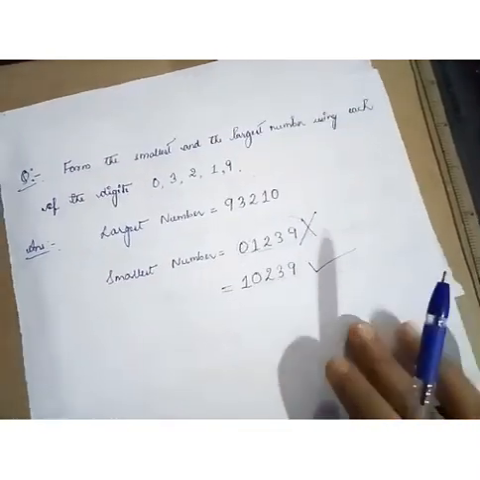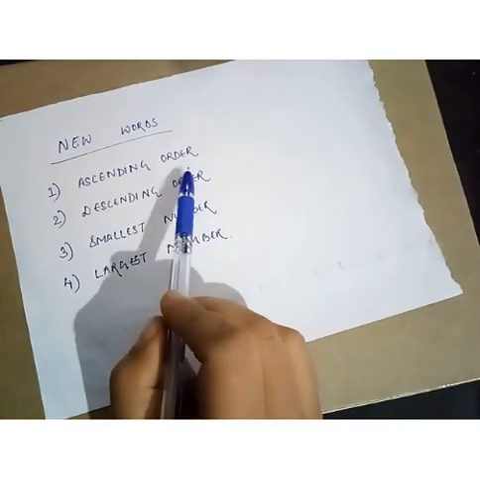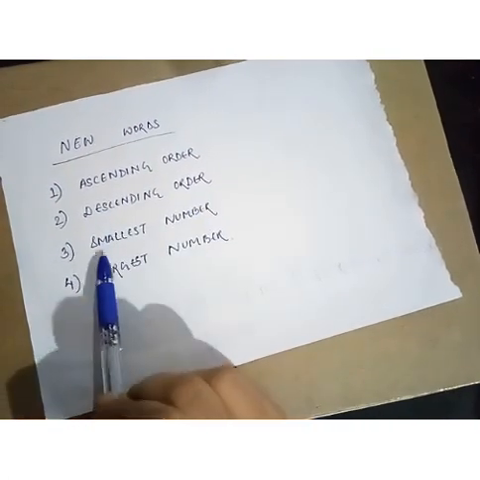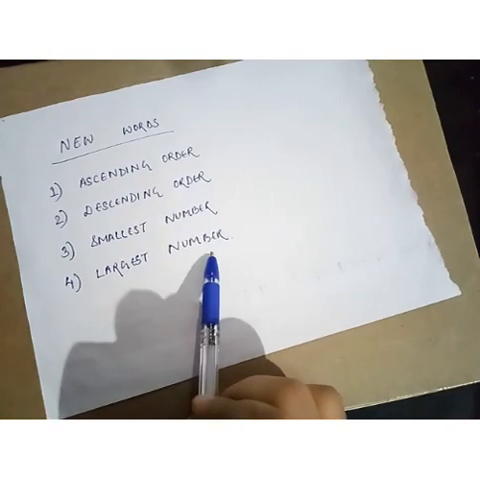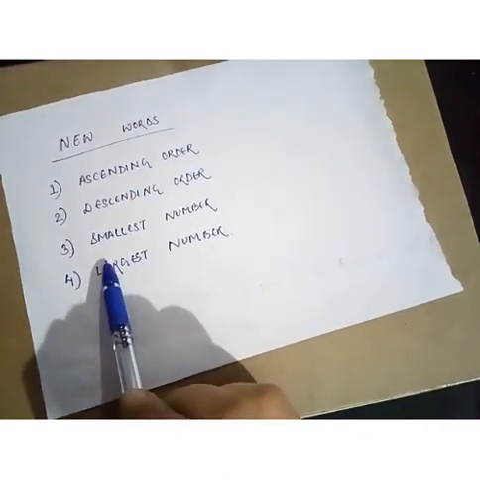Alright. And the new words we learned today are ascending order, descending order, smallest number and largest number. So these are the new words and the objective as well that we have learned today.